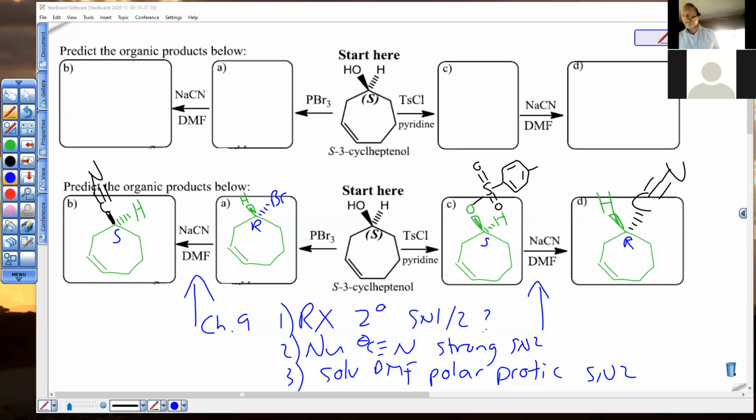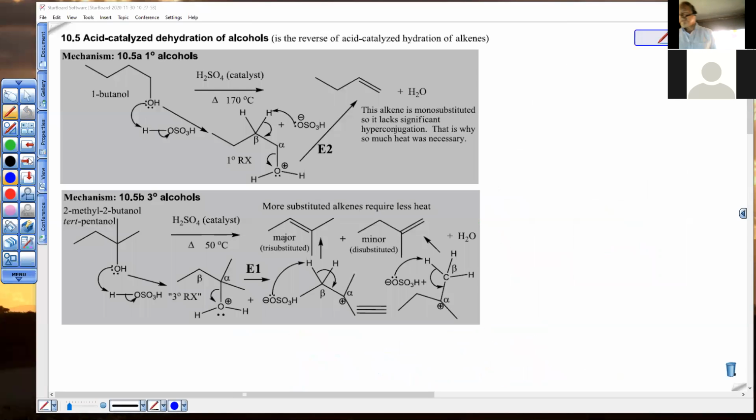And that brings to a conclusion those reactions. And then the rest of the day, we're going to talk about our last topic. It's not a tiny topic. The last topic for our test will be acid catalyzed dehydration of alcohols.